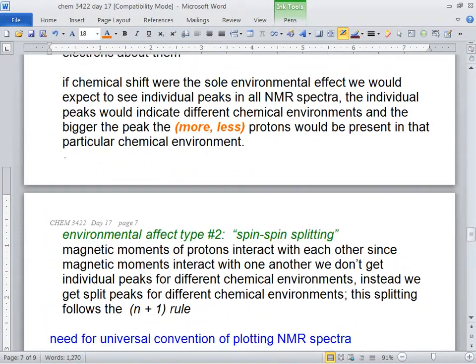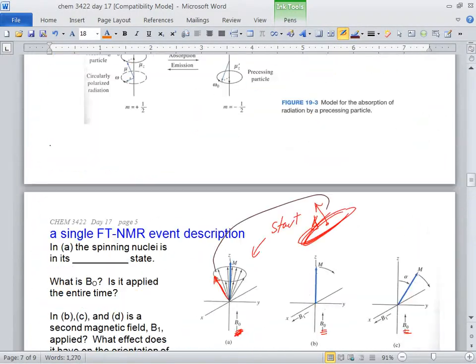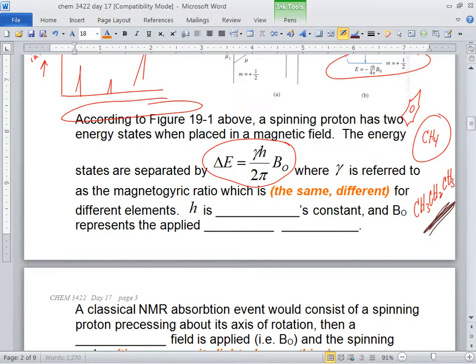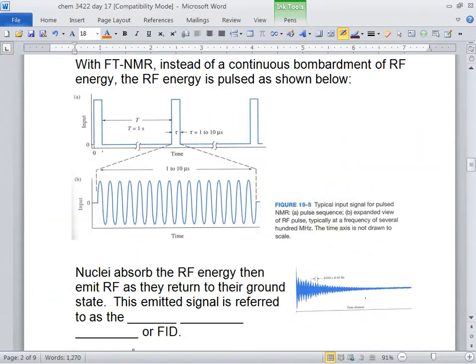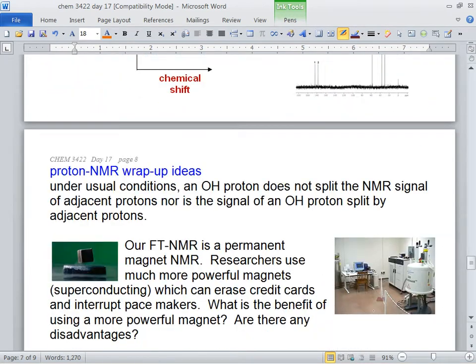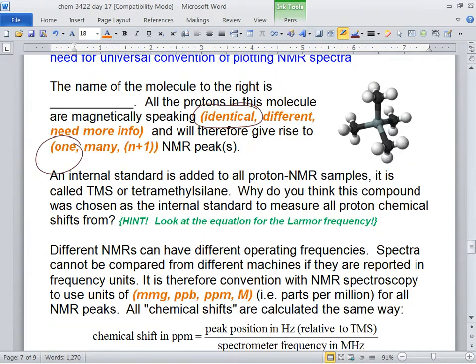When we talked about, where did I draw propane? Drew propane somewhere. There it is. How many groups of protons are there in propane? There's what, 3, 6, 8 of them. You can classify them into how many groups? 2. You've got your methyl group and your CH2 group. But TMS only has one group, and they're all identical.